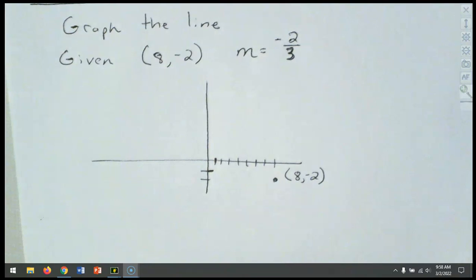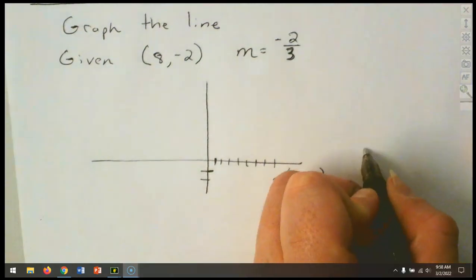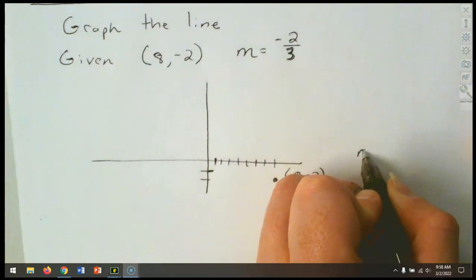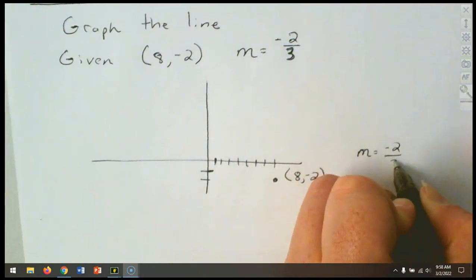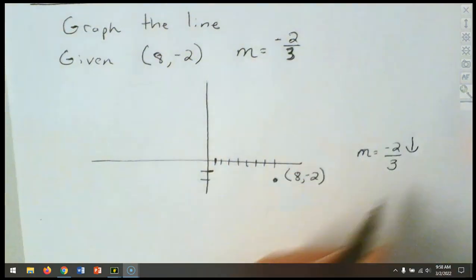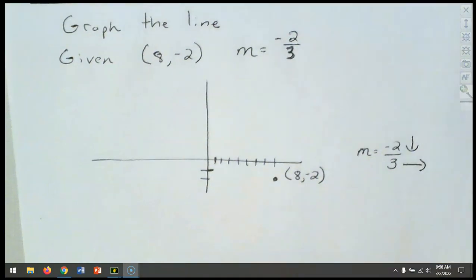Now, what is our slope? Our slope is a negative 2/3. So since our slope is a negative 2/3, that means we go down 2 units and we're going to go over 3 units. Down 2, over 3. You always go to the right, never to the left. If it's positive, you go up. If it's negative, you go down.